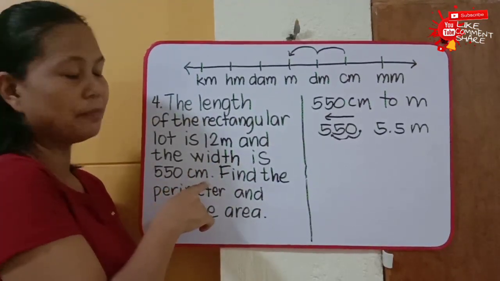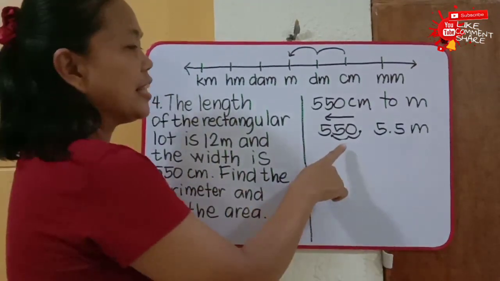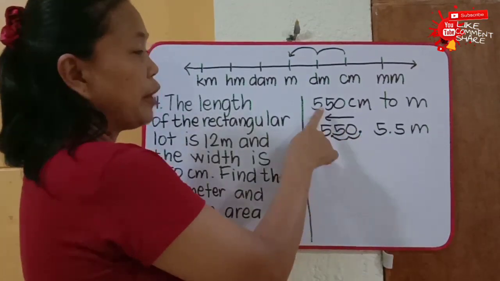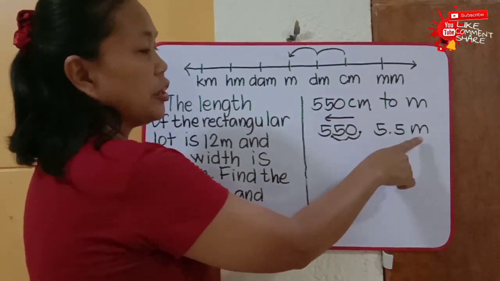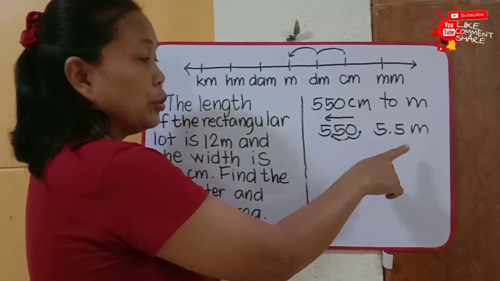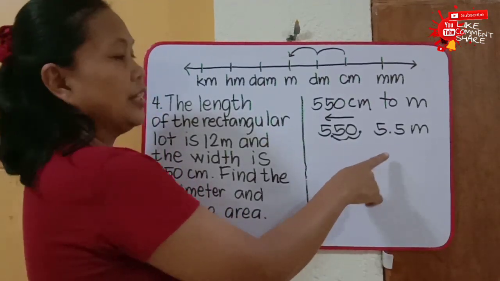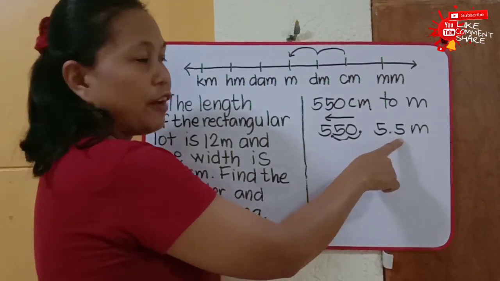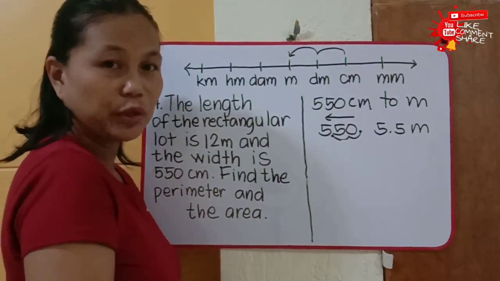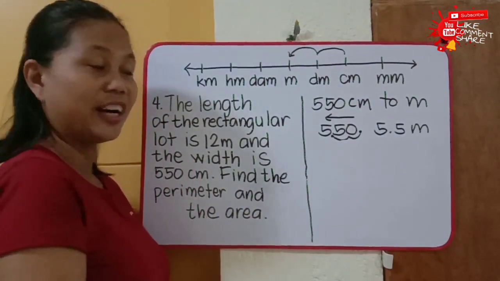width of 550 centimeters. So first, we convert 550 centimeters to meters so that we can have the same unit of measure for length and width. So we arrive with 5.5 meters. So let us compute for the area of the rectangular lot.